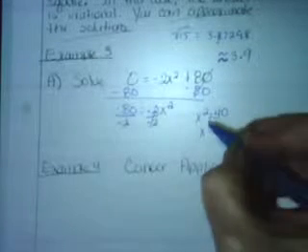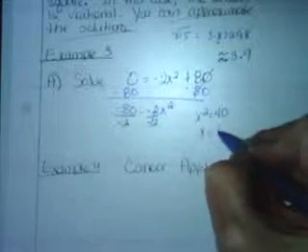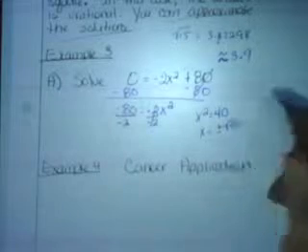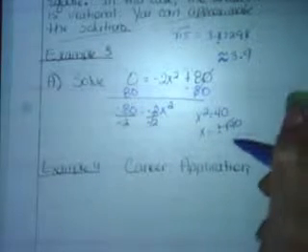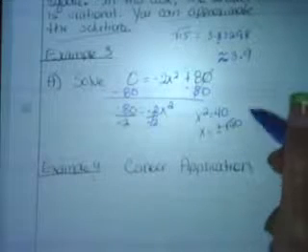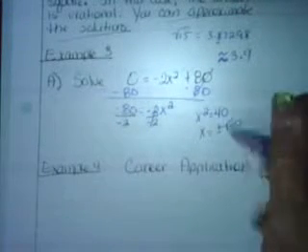So x is going to equal plus or minus the square root of 40. Well, the square root of 40 is not a perfect square. It's a decimal. Okay, in this case, I want you to round to the hundredths.